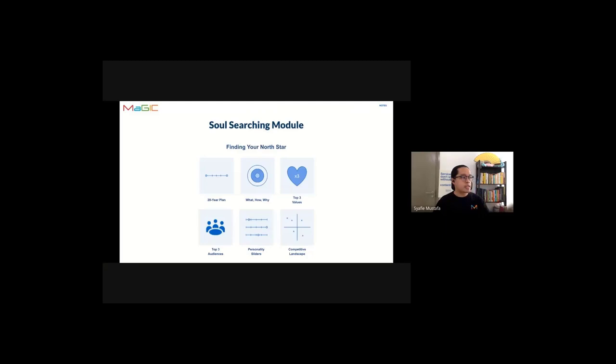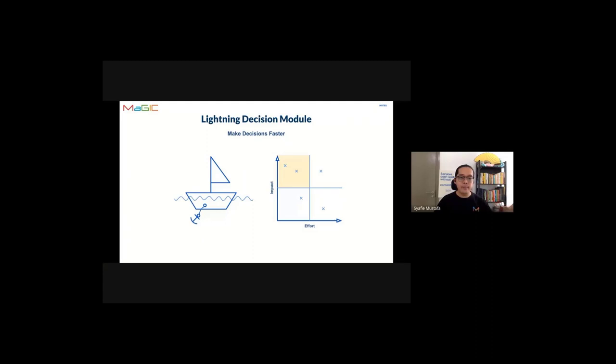So this is an example. Soul searching, 20-year plan, how, what, why, top three values, top three audience, personality sliders, competitive landscape. And then I go into lightning decision modules where I come up with ideas straight away. Then I map those ideas based on how high the impact is and how low the effort is. That's the criteria of prototyping: how much effort do I need? If I could do this in low effort but it has high impact, then do it.